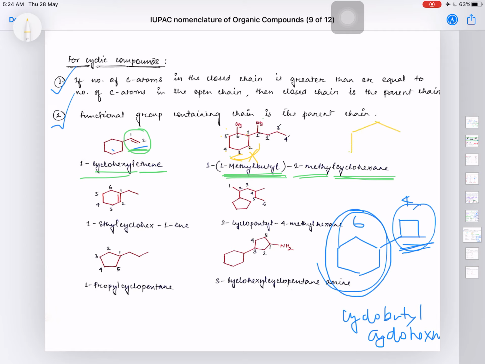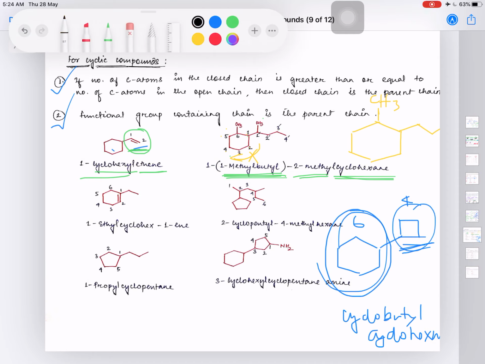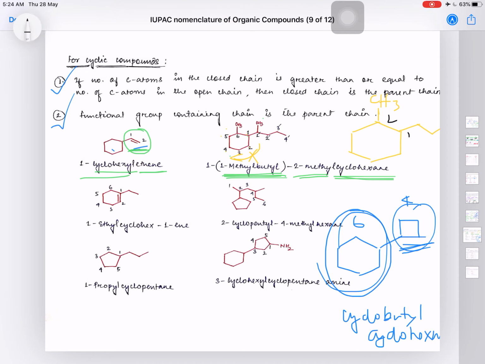Say in this position you have CH3, so numbering will be in this way, 1 2 3 4 5 6, because if you go in the anti-clockwise direction, only then will you get this substituent more easily. So this is incorrect, the numbering will be like this.